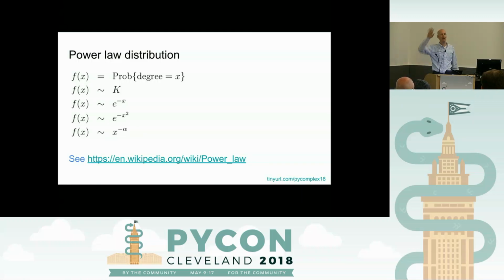If it decays like e to the minus x, that's an exponential function. And that thing is an exponential distribution. So if the tail decays like e to the minus x, then it's like an exponential distribution. How about e to the minus x squared? Anybody recognize that?